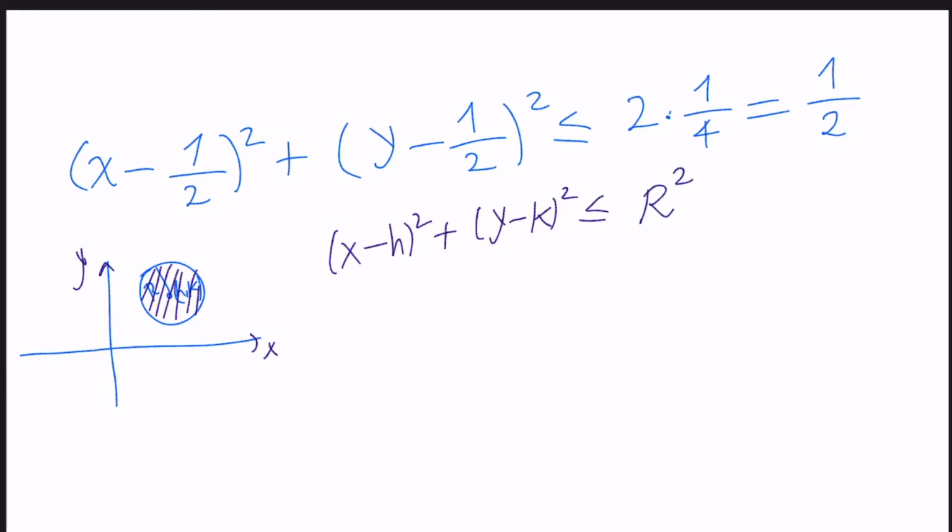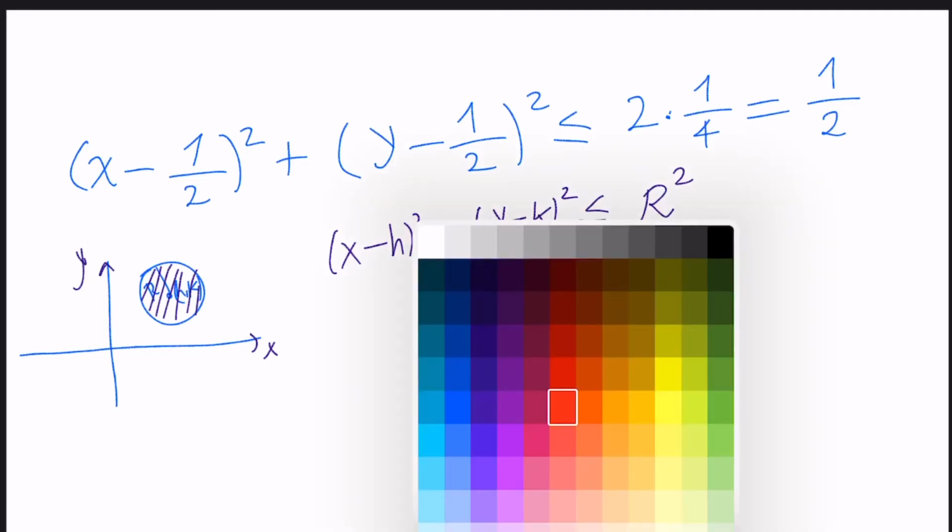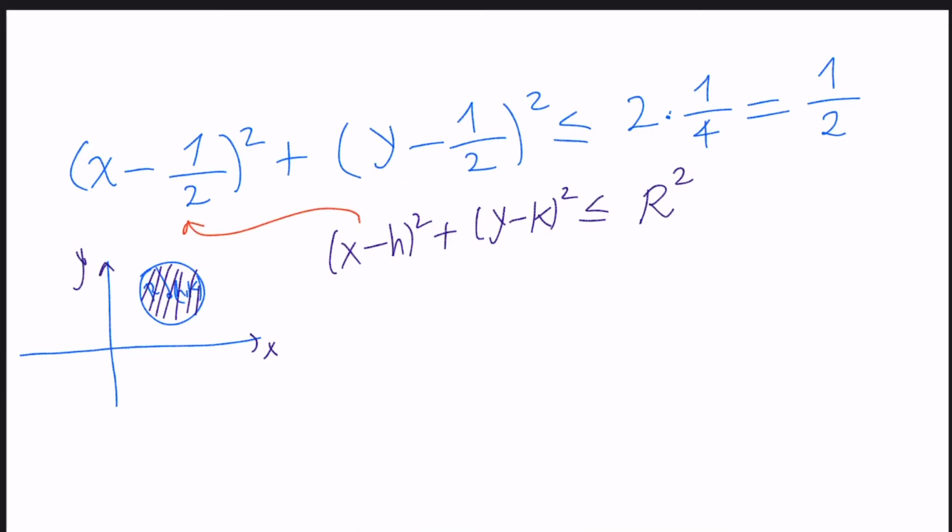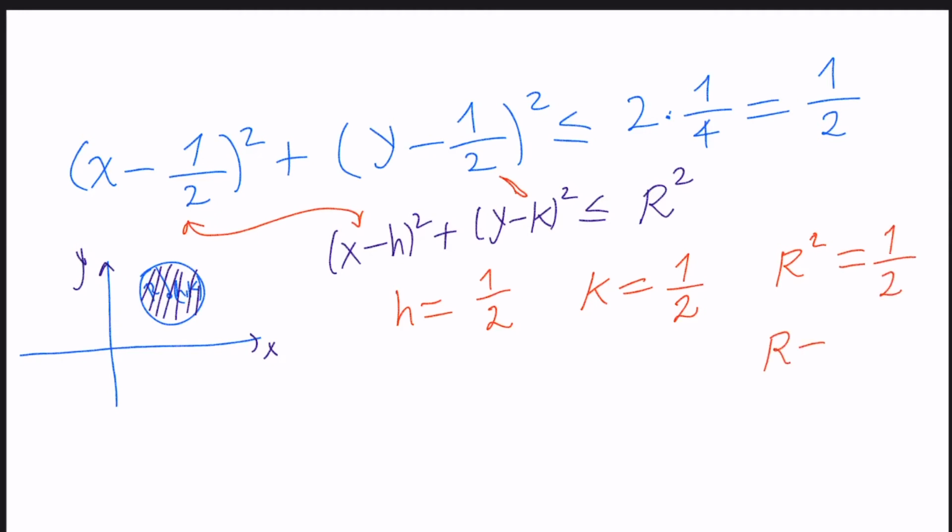Okay, so we can make just some analogies between the expressions shown, and we'll have that h is equal to 1 divided by 2. Okay, let me improve my writing. 1 divided by 2, and k is equal to 1 divided by 2. Of course, r squared is equal to 1 divided by 2. And we will make some algebra. r is equal to 1 divided by root square of 2.